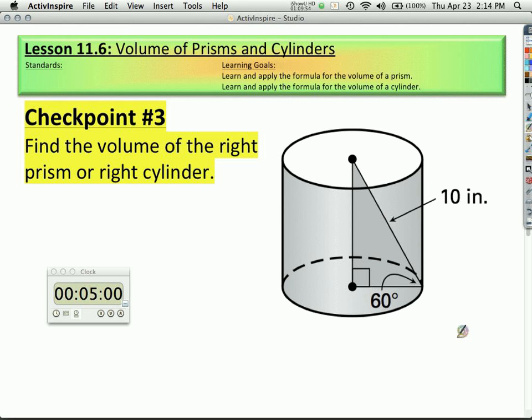Did you get it? I got 680.17. I got 680.2.